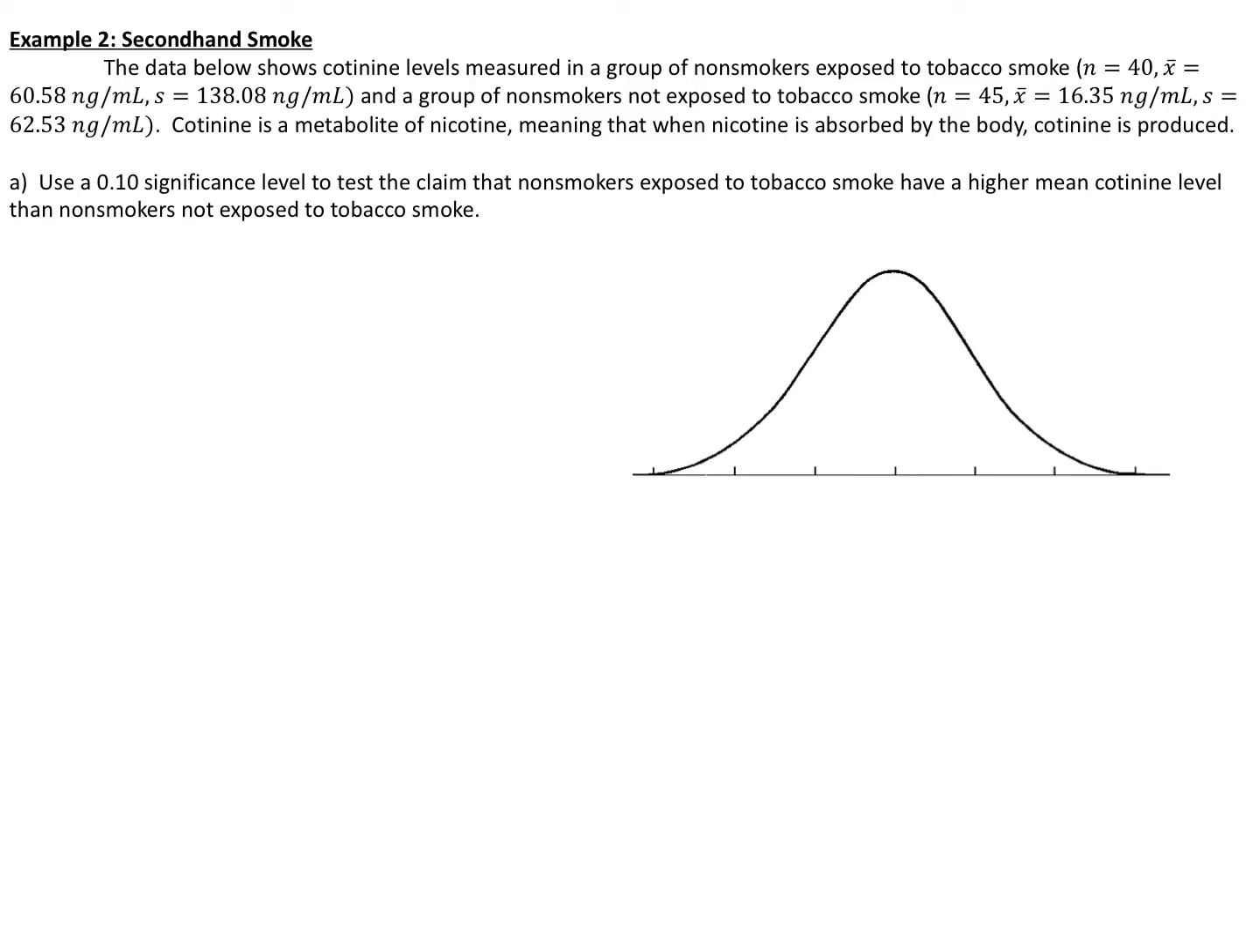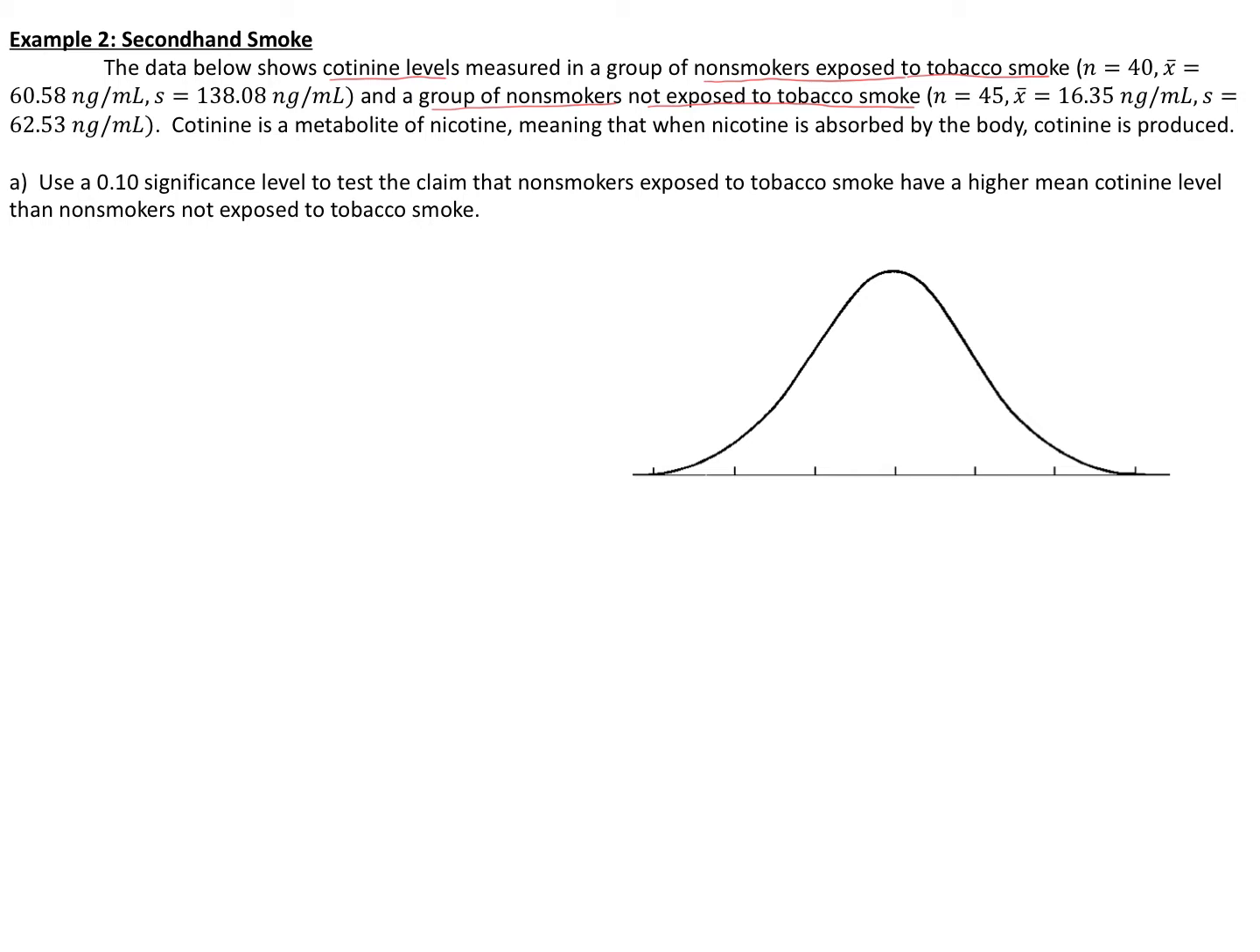In this example, we're going to do a hypothesis test given two independent samples. The first sample comes from a group of non-smokers exposed to tobacco smoke, and then we measure their cotinine levels. The second sample comes from a group of non-smokers not exposed to tobacco smoke, and of course we measure their cotinine levels.